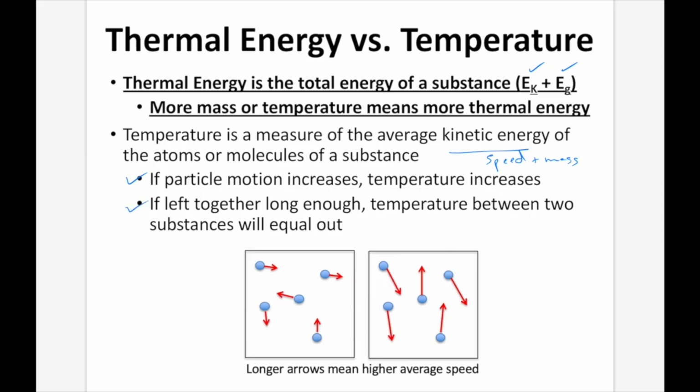You're going to get the heat energy moving from one place to another. So if this is substance 1 and this is substance 2, eventually the heat energy from substance 2 will move to substance 1 and the speeds will equal out. Now similarly, you could say that substance 2 has a higher temperature than substance 1 because its particles are moving faster.